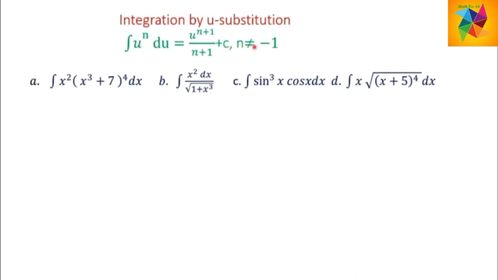n cannot be negative 1, because if we substitute negative 1, that will make the denominator 0, and eventually that will make the integral undefined.